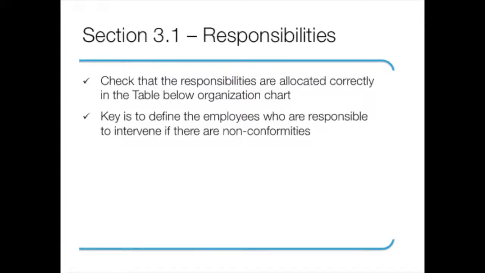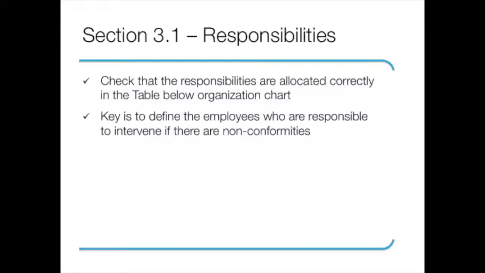After you have filled out the organization chart, make sure that the responsibilities in the table below are correct. Here the key is to make sure that you define the employees who are responsible to intervene if there are non-conformities. It's recommended that you authorize, and at the same time require, every single employee to intervene if there are any major non-conformities. In a way, we have included this table just to support what we will do in the file Personnel Qualifications and Organization.